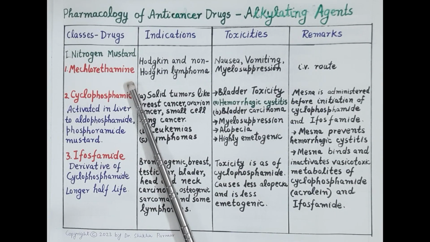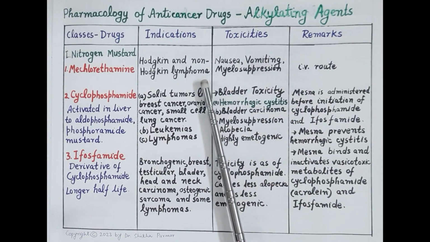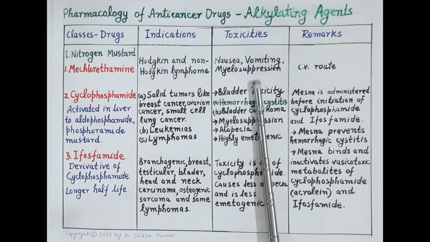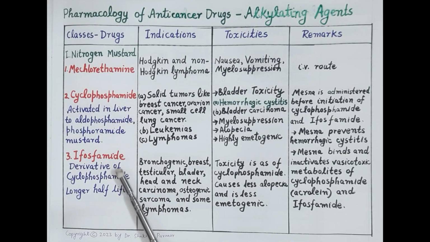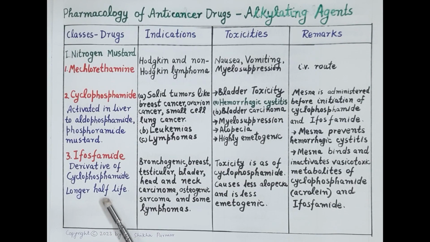Now mechlorethamine is the first nitrogen mustard drug, and it is given only by intravenous route. Its main indications are Hodgkin and non-Hodgkin lymphoma, and its toxicities include nausea, vomiting, and myelosuppression, that is bone marrow suppression. Another nitrogen mustard drug is cyclophosphamide. Another drug, ifosfamide, is a congener, or a derivative, of cyclophosphamide. It has a longer half-life compared to cyclophosphamide.